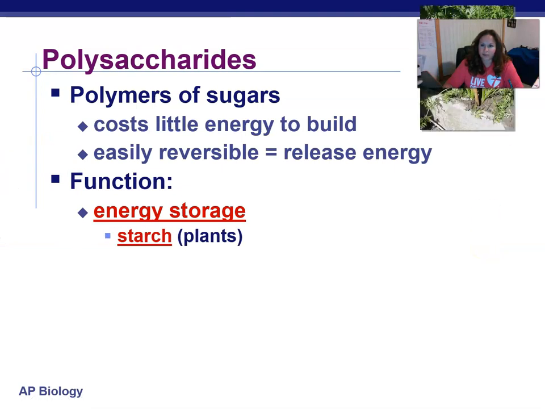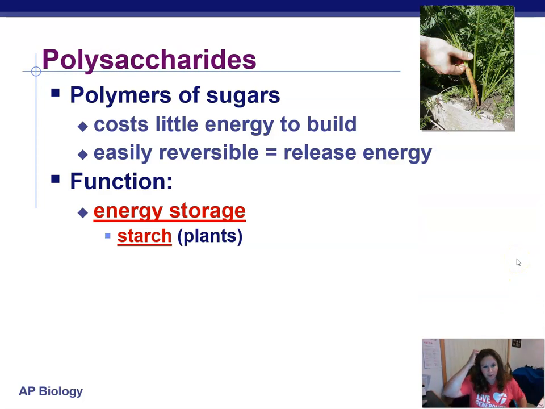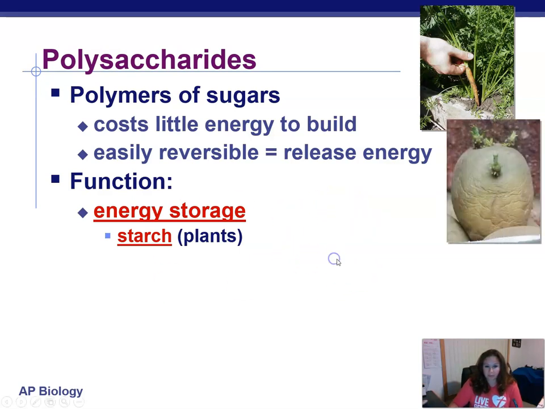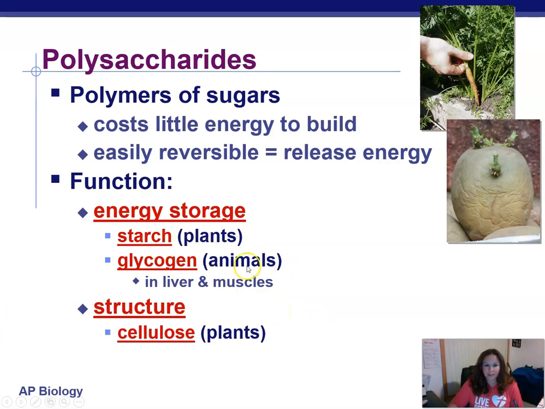It costs a little energy to build these, actually. The ease of the dehydration synthesis. It's easily reversible, relatively quick. So the function then in plants is storing polysaccharides, storing basically chains of glucose as starch. We store chains of sugars or chains of glucose as glycogen in our liver and muscles.